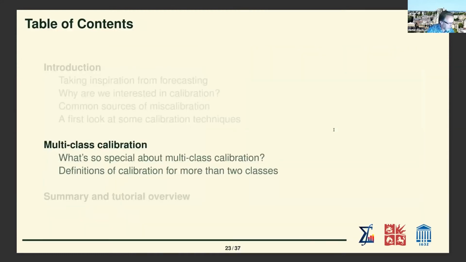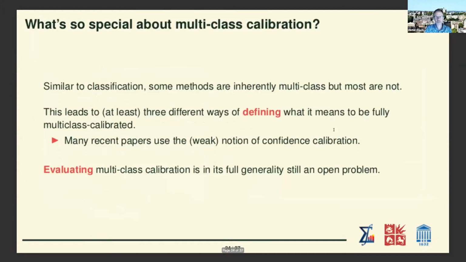Okay, I need to keep an eye on the time, so let's move on to multi-class calibration. What's so special about multi-class calibration? Well, you could ask the same question about what's special about multi-class classification. And if you are a decision tree person like I am, then I would say, well, there's nothing special. Decision trees can inherently deal with multiple classes.